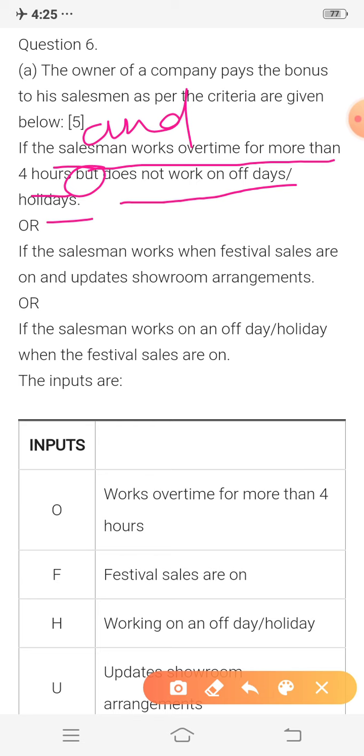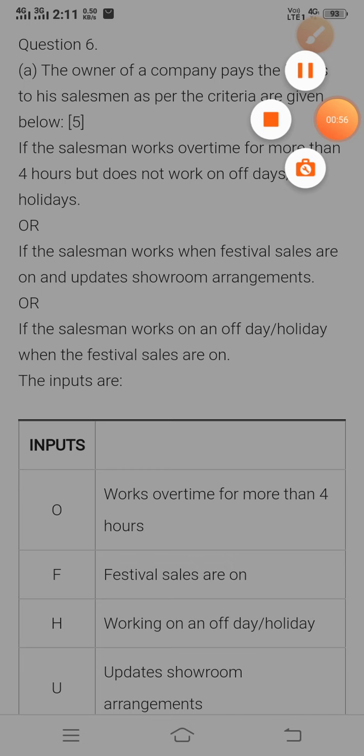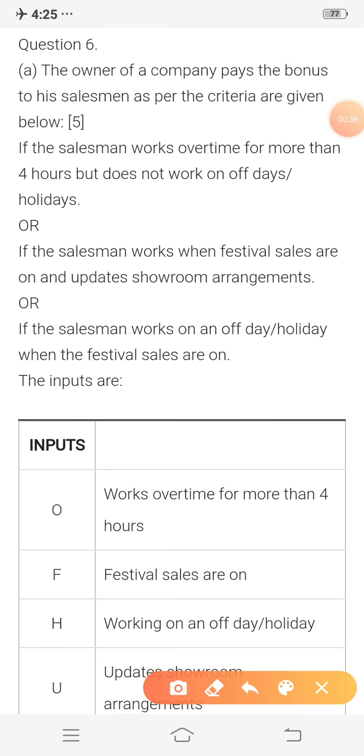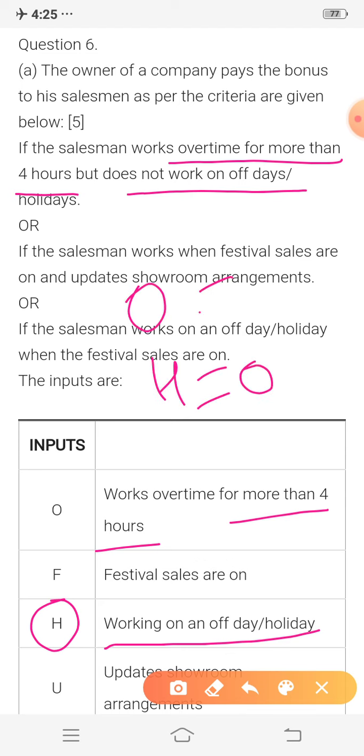Now, look here. O represents work overtime for more than 4 hours. It is already given in the first criteria that the salesman works overtime for more than 4 hours, which means the value of O is 1. Then, but does not work on off days or holidays. So does not work, here H is used for working on off days. That means the value of H will be 0 and the value of O will be 1. So this is the first combination.